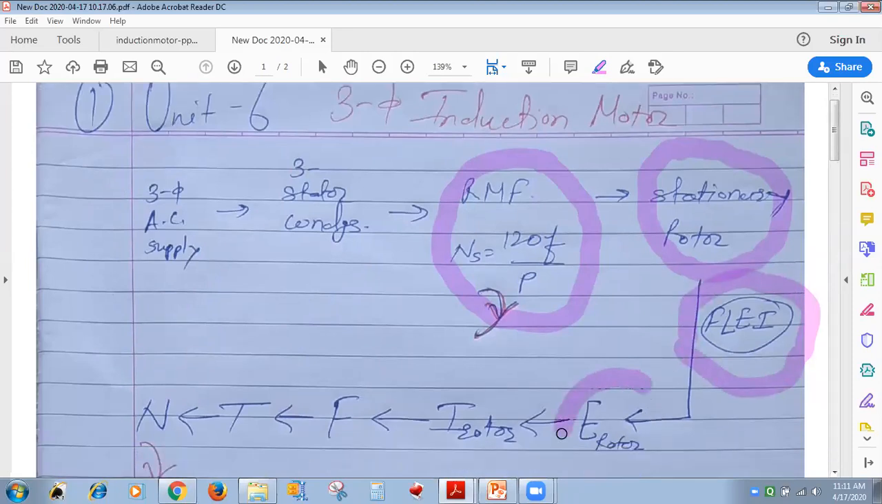EMF will get induced in the rotor. Till this moment the rotor is stationary. Because the circuit is closed, current starts to flow through the rotor windings. Now it is a case like current carrying rotor conductors you are going to put in a magnetic field which is produced by the stator. What happens?